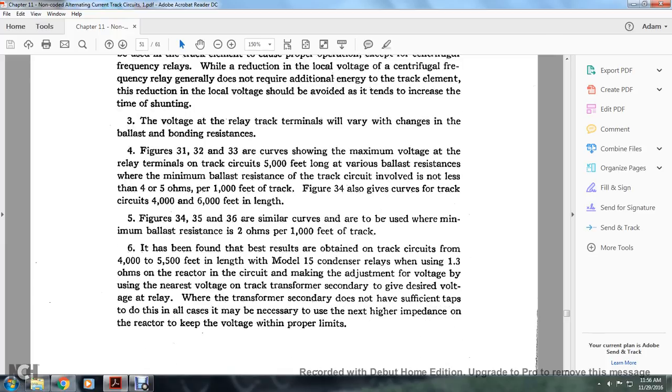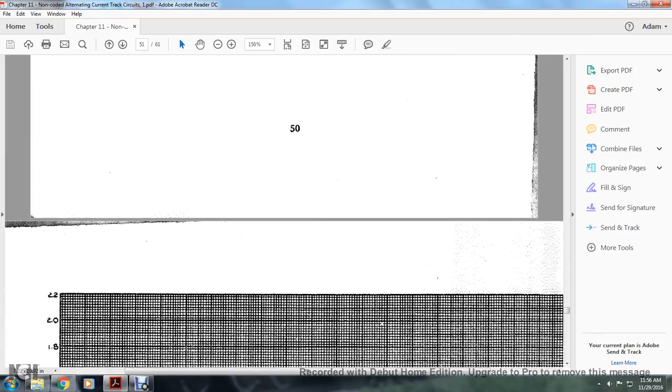6. It is found that the best results are obtained with track circuits from 4,000 to 5,500 feet in length with relays using a 1.3 ohm reactor in the circuit, making the adjustment of the voltage by using the nearest voltage of the track transformer secondary to give the desired voltage at the relay. If the transformer secondary does not have sufficient taps to do this, in all cases it may be necessary to use a higher impedance reactor to keep the voltage within proper limits.